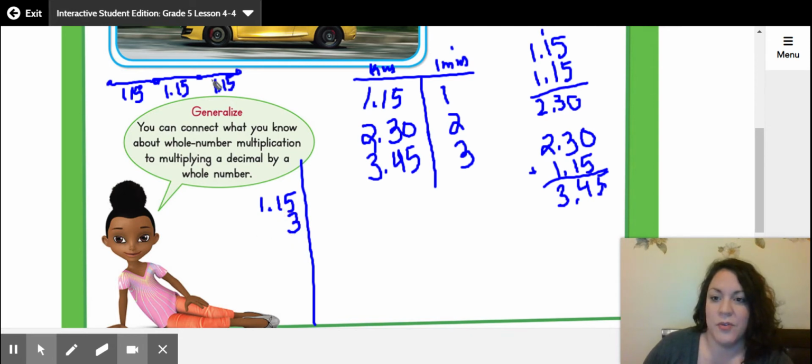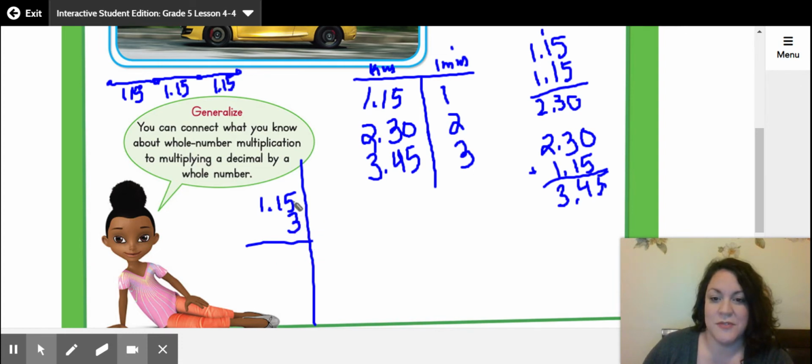Look back up here, 1.15 times 3. And make sure these are lined up. You can't have the 3 over here somewhere. They all have to be lined up on the right side. Just like when you write a paper, you line your words up on the left side. So that's just how it is.